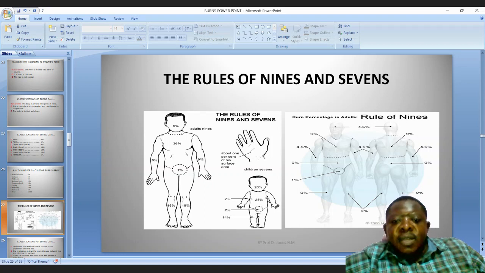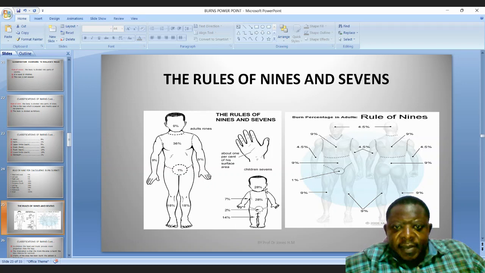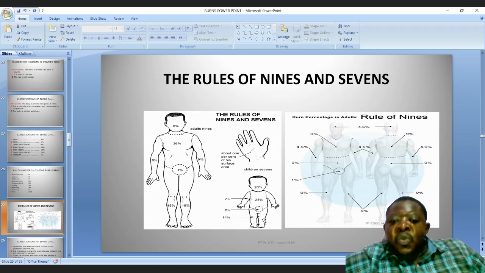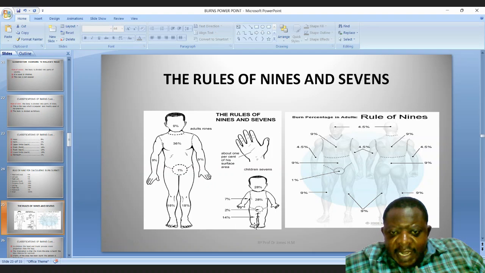Now we come to the 7% apportioning. That is for children using the rule of sevens. Using the rule of sevens, the lower part of the leg is 7%, and the upper part of the leg is 7%. So the whole leg is 14%. The same applies to the other leg.